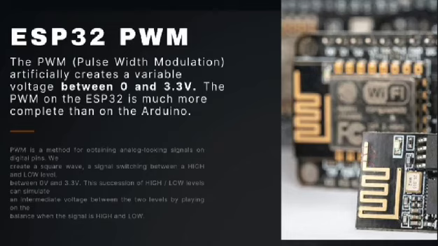We create a square wave, a signal switching between a high and low level, between 0 V and 3.3 V. This succession of high or low levels can simulate an intermediate voltage between the two levels by playing on the balance when the signal is high and low.